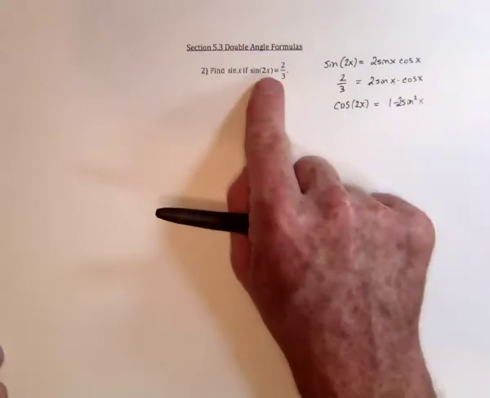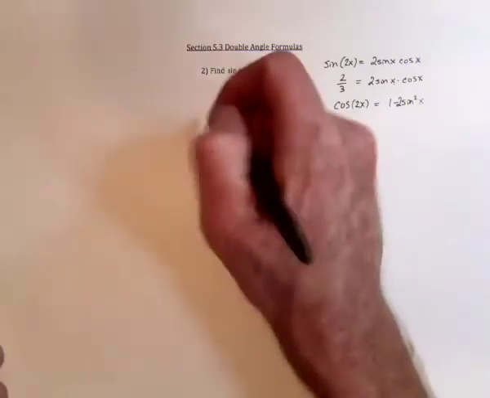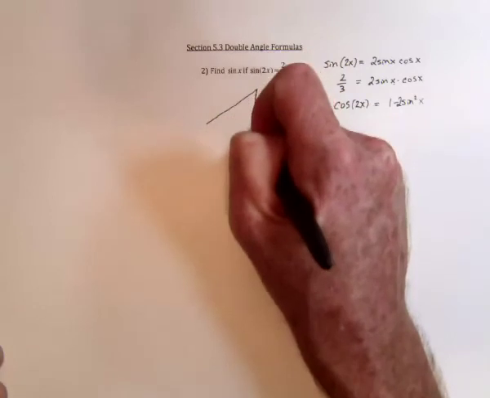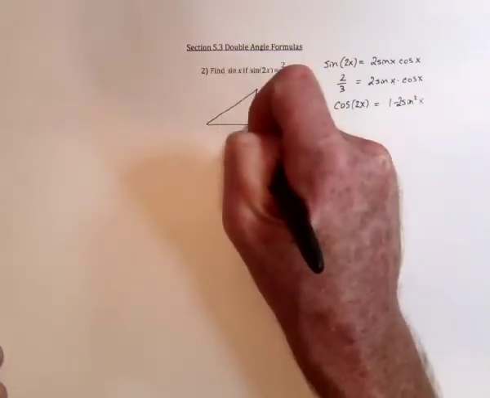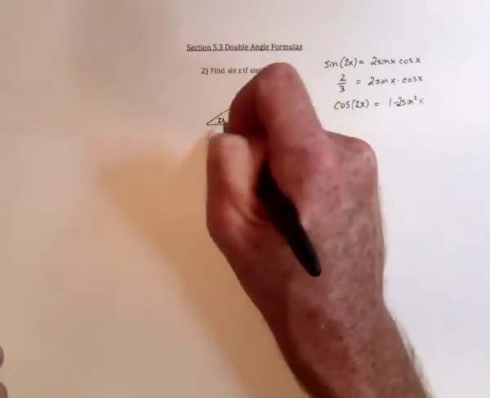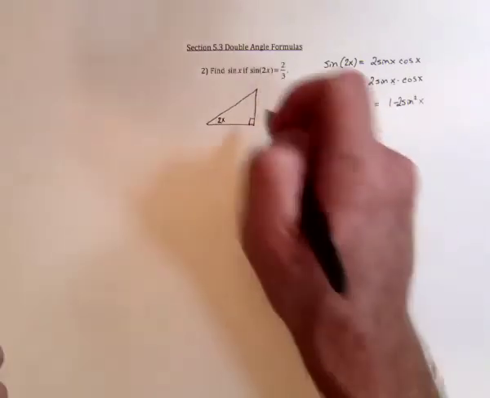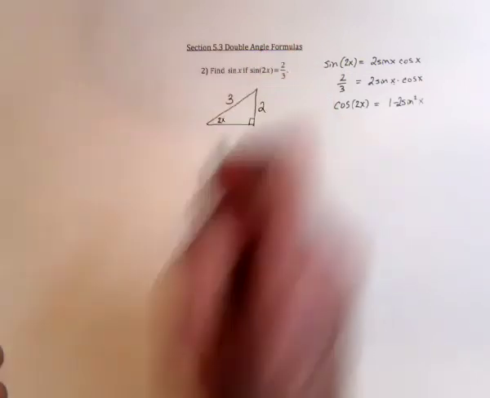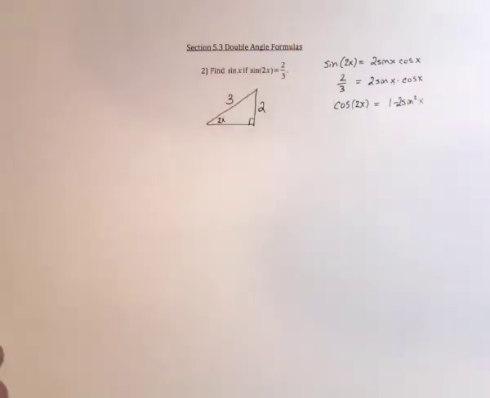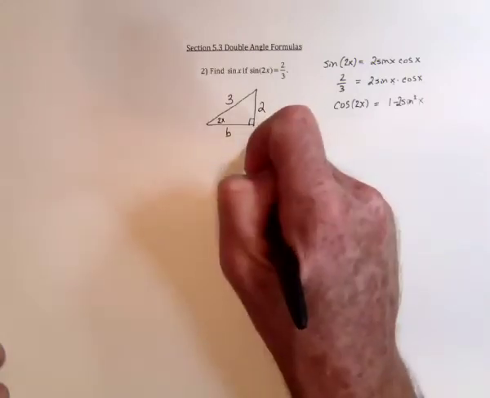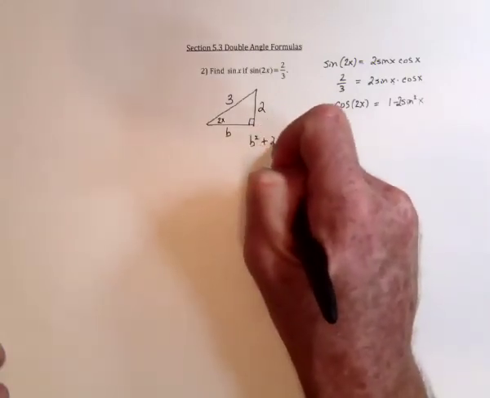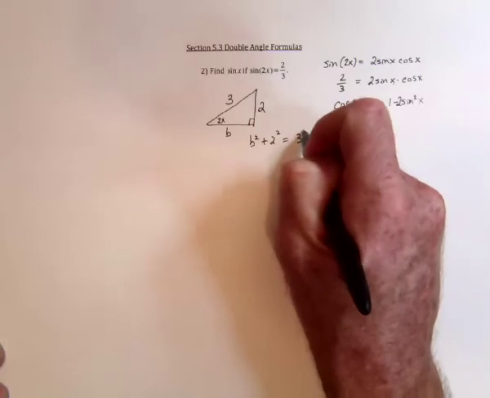Well, we can do that by using this and the idea that this is telling us two sides of a triangle. So here's the angle 2x. Sine is opposite over hypotenuse. So we now have two sides of the triangle. And then we need to solve for this side down here using the Pythagorean theorem. So b squared plus 2 squared equals 3 squared.